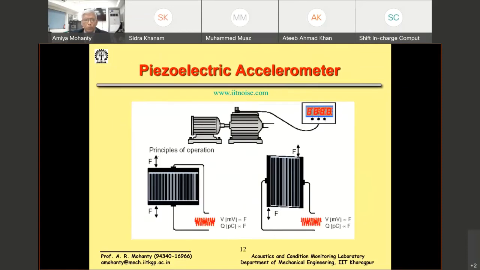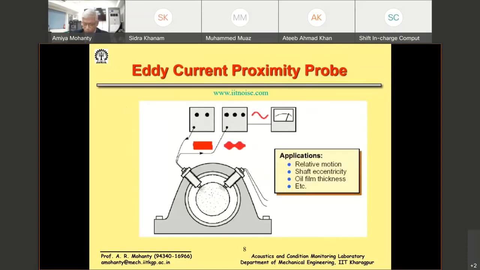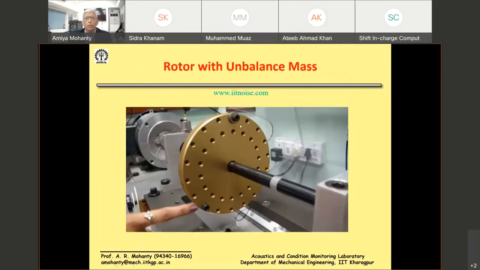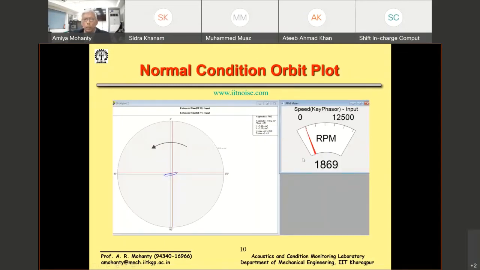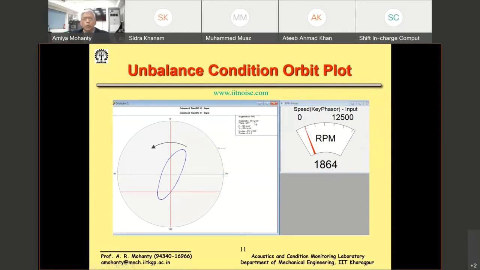But parallelly, I was talking about this orbit analysis, which is also very popular. This is a rotor with an unbalanced mass in our laboratory. You will see a normal condition rotor. There is some residual unbalance, so you see this small magnitude, 1.94 micrometers per second square is the level of acceleration. But with the unbalance, you see 33.4 micrometers per second square. The orbit increases. So this is very popular even on the shop floors today.